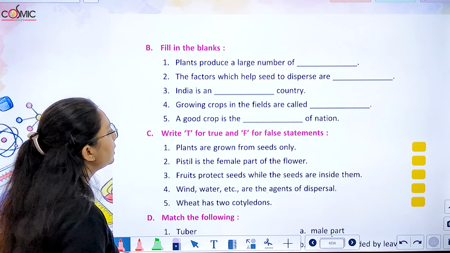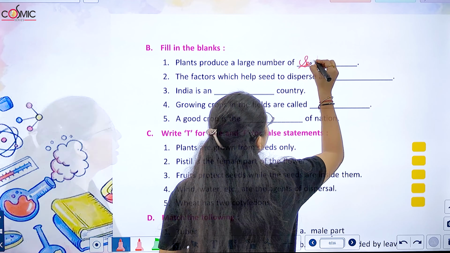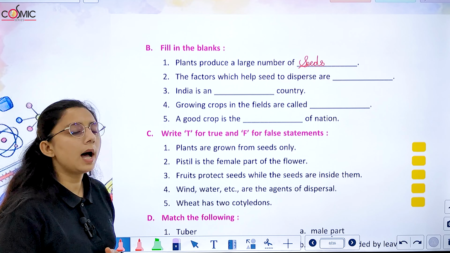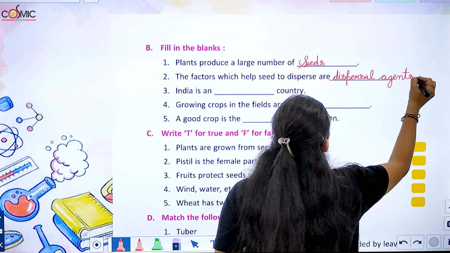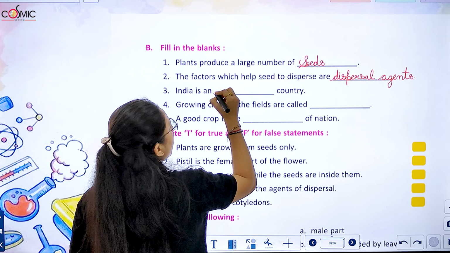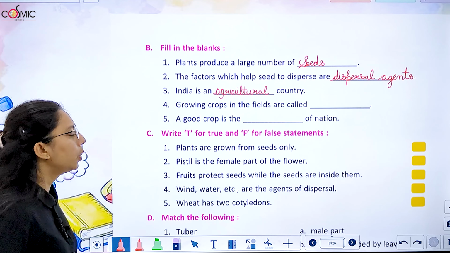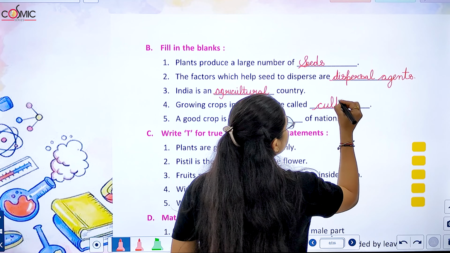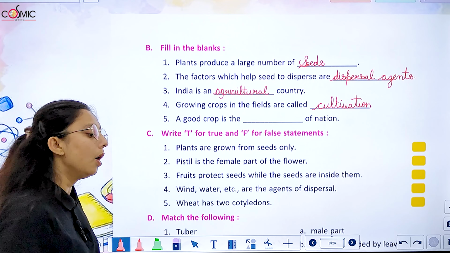Plants, seeds. Next is fill in the blanks. Plants produce a large number of dash. What does the plant produce? They produce a large number of seeds. The factors which help seeds to disperse are known as dispersal agents. India is a dash country. India is an agricultural country. Growing crops in the field is called, जब हम crop को grow करते हैं field में, it is called cultivation. A good crop is the dash of a nation. A good crop is the wealth of a nation.